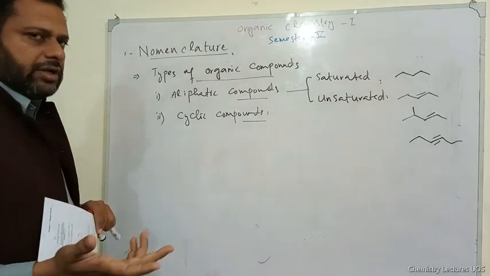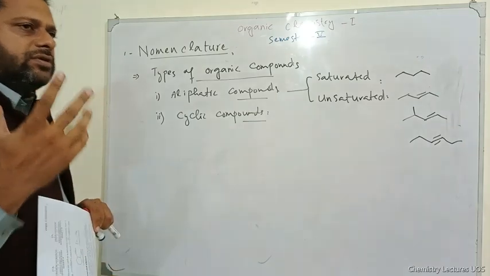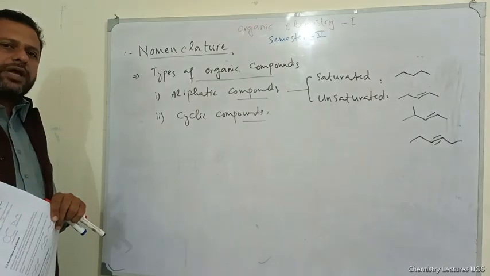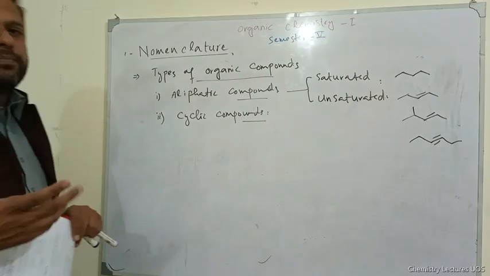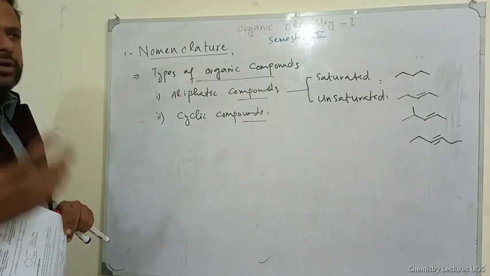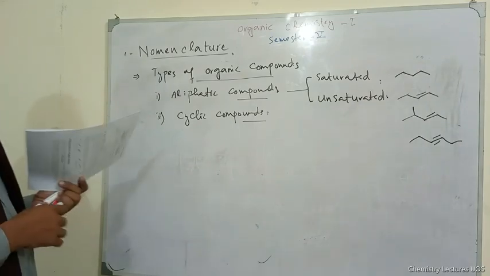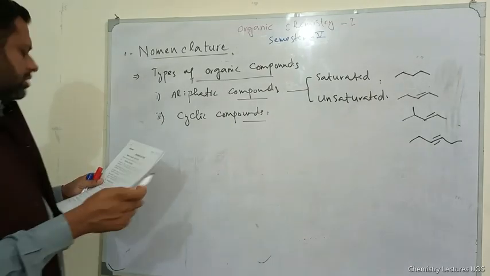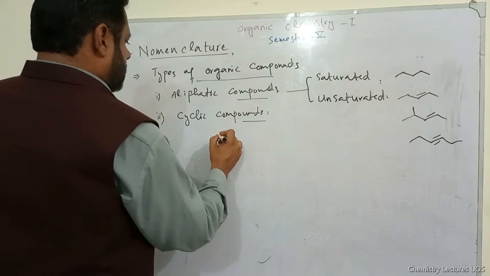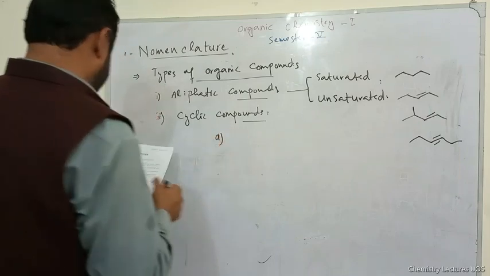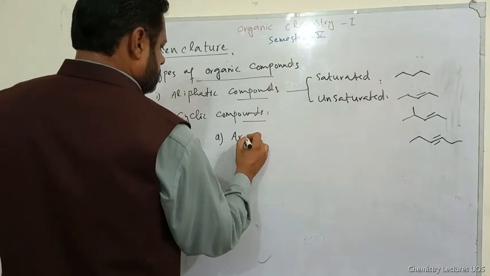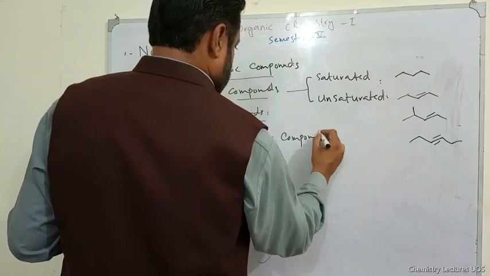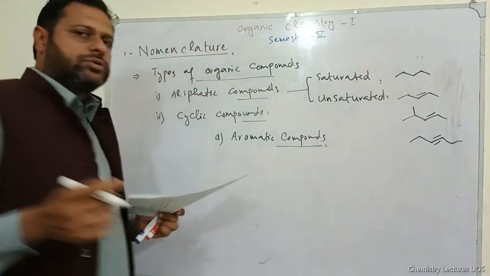So the first type is aliphatic compounds. All those organic compounds which consist only of open chain structure are called aliphatic compounds. They can be saturated or unsaturated depending upon whether they have a double bond, triple bond, or no double or triple bond. Then the second class, which is called cyclic compounds, is actually divided into 3 main classes. The first one is called aromatic compounds. So what are the aromatic compounds?